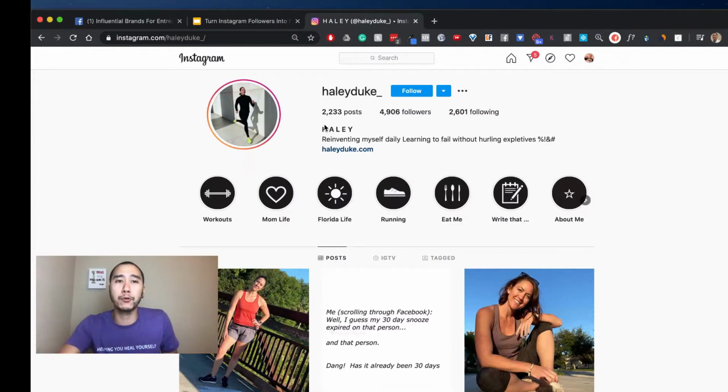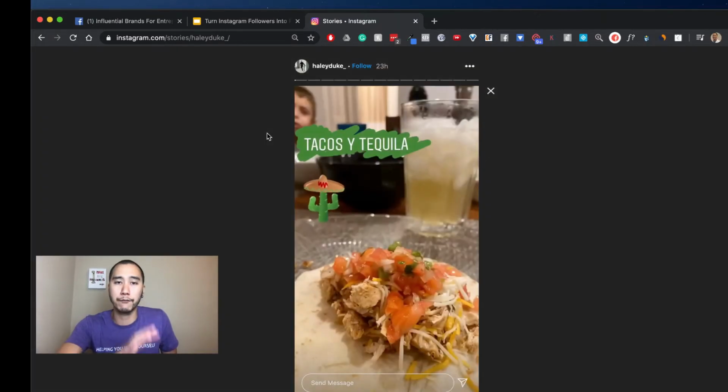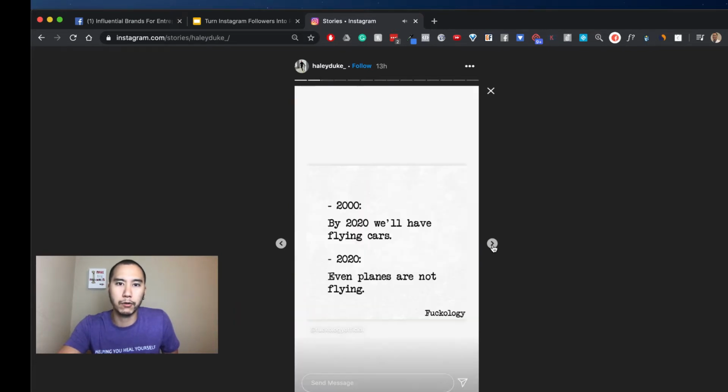The reason why I like people who post stories, if you guys don't know, people who have this little ring around there, the yellowish, orange, pink, purple Instagram colors, I will click on there, right? Just a heads up, I don't know what I'm going in for, right? So, tacos and tequila, right? So you can see some of the stuff that she posts.